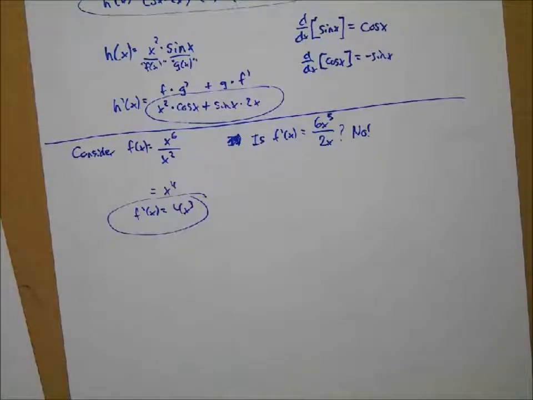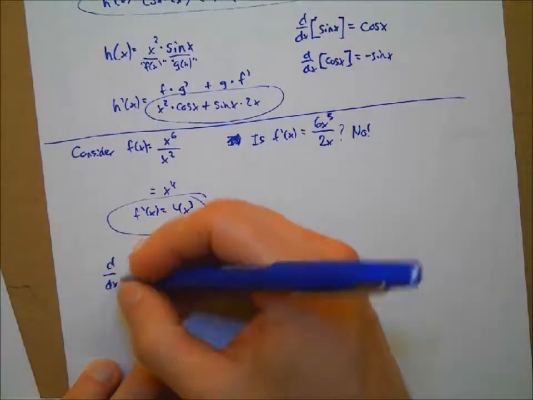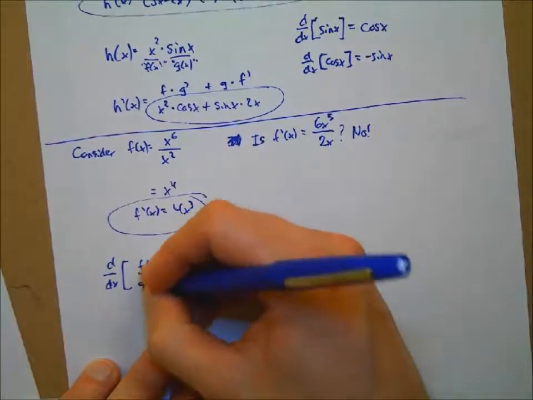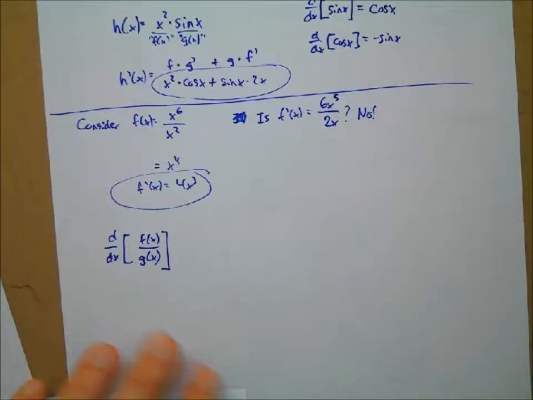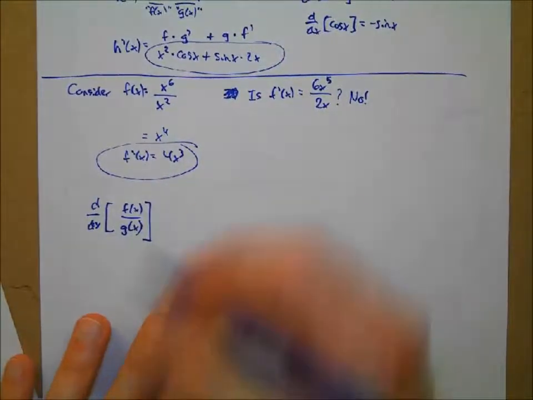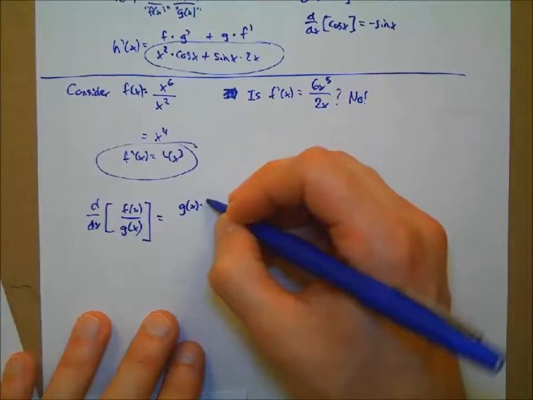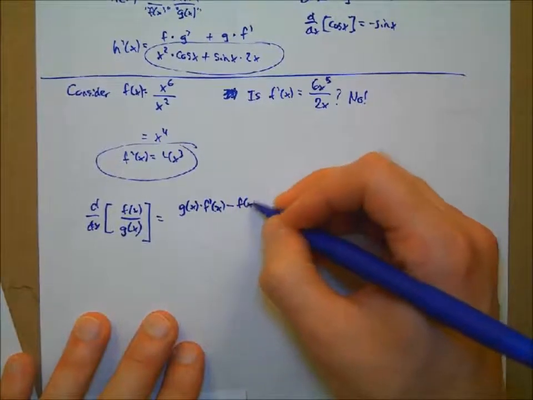I'm not going to go through the proof for this one because it's too much. Maybe some of you thought that the last proof was too much, but okay. If we want to take the derivative of a quotient of two functions, it's equal to g of x times f prime of x minus f of x times g prime of x.